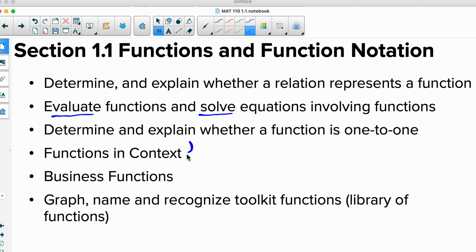And we're going to look at functions in context, meaning the contextual information about a function. So the words or the situation that's associated with the function. We're also going to cover business functions. That's going to be very important in this class and then in future classes if you continue on in the sequence. And then we're also going to look a lot at what we call toolkit functions or library of functions, or you may have heard them called parent functions previously. You'll be expected to recognize all the different aspects of the toolkit functions as we progress through the course.